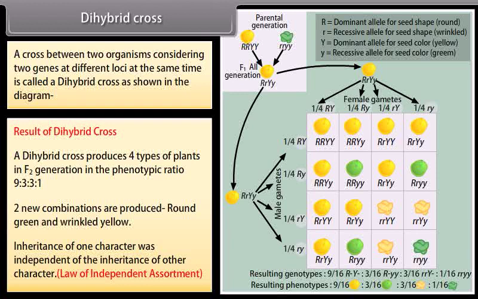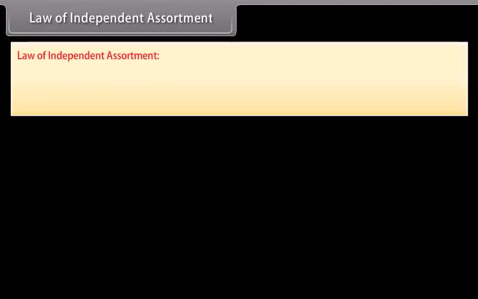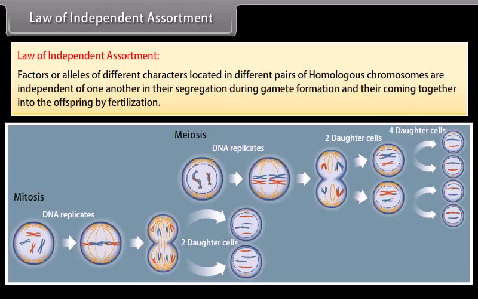Law of independent assortment. Law of independent assortment. Factors or alleles of different characters located in different pairs of homologous chromosomes are independent of one another in their segregation during gamete formation and their coming together into the offspring by fertilization.